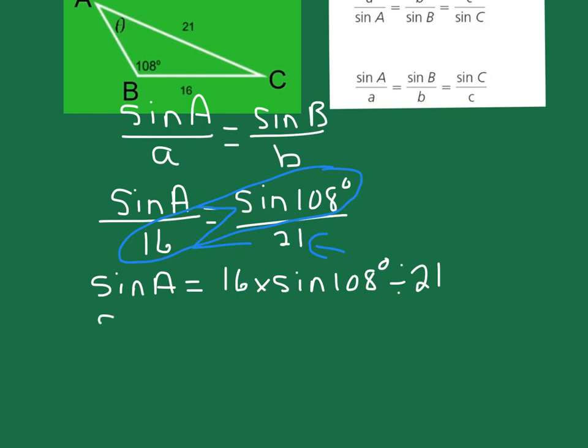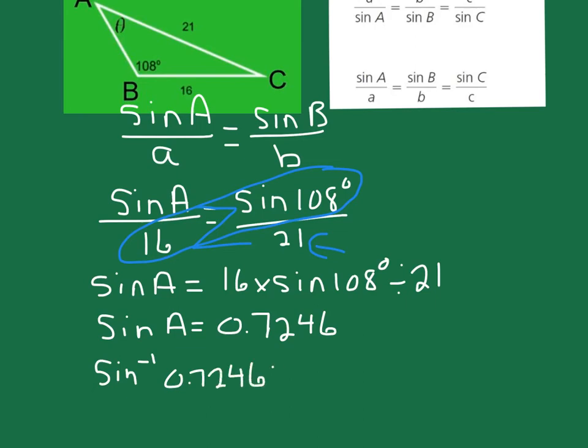When we do that, we get sine of A equals 0.7246. Remember that all sine and cosine values have to be less than 1. And in order to find the angle, we're going to use the function sine inverse on your calculator, and we're going to put in 0.7246, and it's going to tell us that angle A is equal to approximately 46.4 degrees.